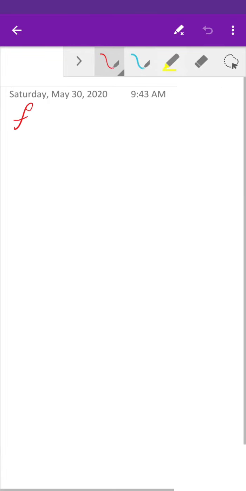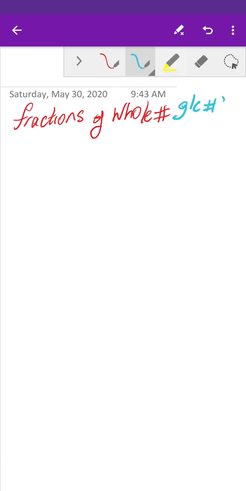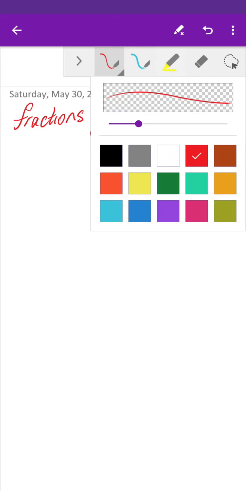Alright, finding fractions of whole numbers. There are a number of different ways that this can be done. I'm going to use what is called the unitary method, and this is based on glcmath skill number 804. And let's have a look at a question.